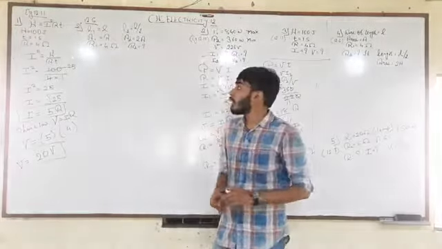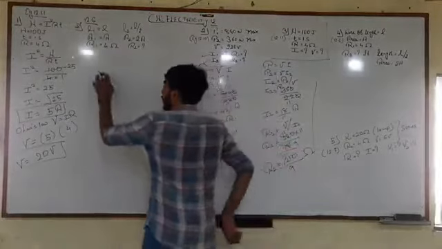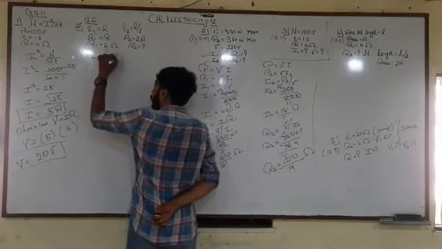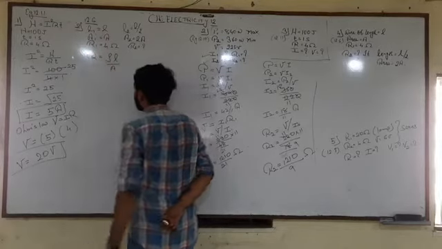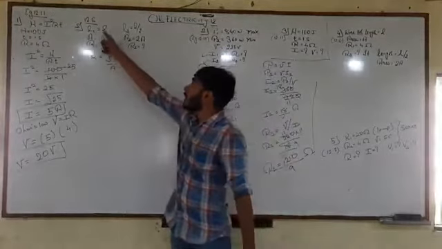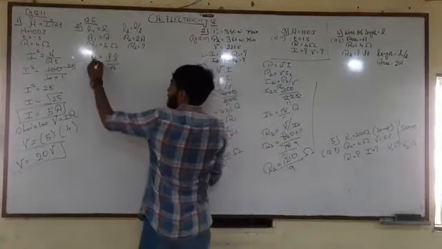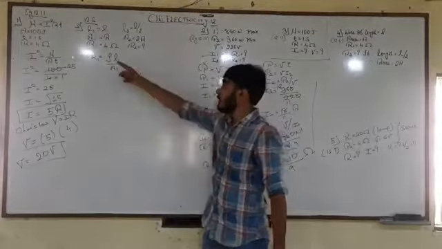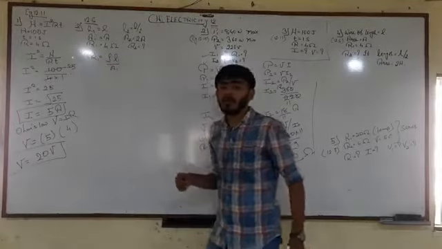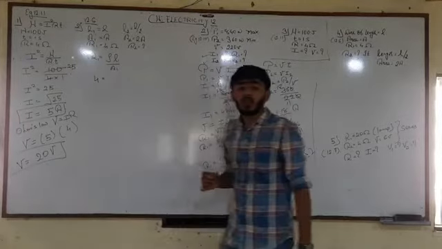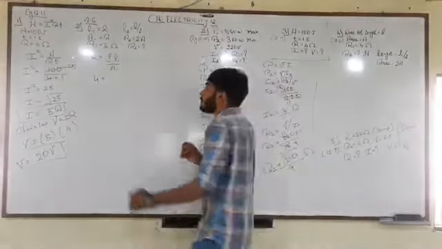Okay. So what happens? We know the general formula of resistance. R is equal to rho L upon A. Now, what is L1 over here? Say this is R1, L1, A1. Now what is the value of R1? The value of R1 is 4.